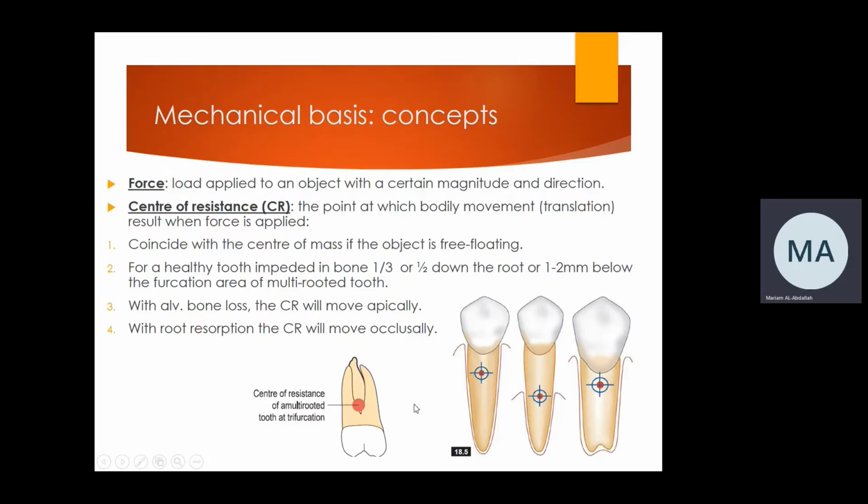Now, for certain circumstances, when you have a resorption of the alveolar bone, what happens to the center of resistance is that it will move further apically, further downward. If the root is starting to resorb, then the center of resistance will start to move more occlusally. So the position of the center of resistance is affected by the amount of alveolar bone and the root length of the tooth as it changes.